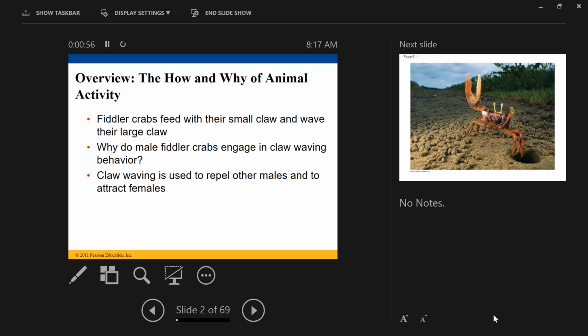It's an activity that we're going to do. And we did something like this on Thursday where we walked through the scientific method. And that's what's happening here. In this first point, this is the observation. This observation is provided for us, but this is very easily an observation that you could make on your own. Fiddler crabs feed with their small claw and then wave their large claw.